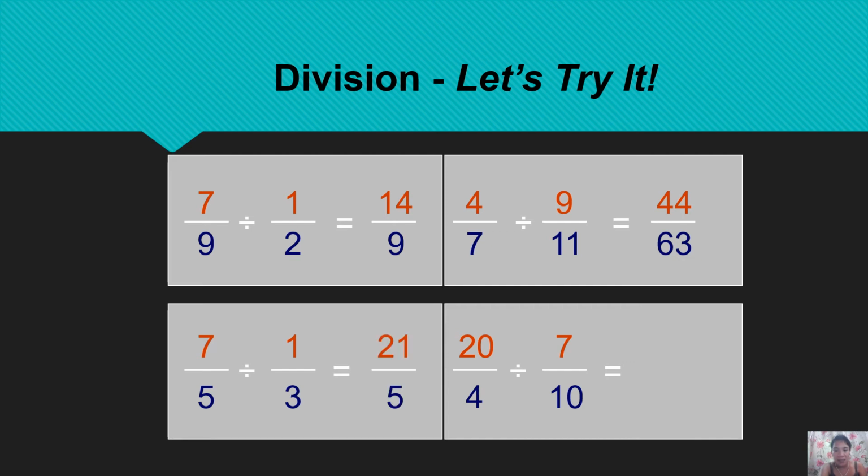The answer is 21 over 5. How about this? 20 over 4 divided by 7 over 10. Okay, the answer is 50 over 7. Okay, simplified na siya.